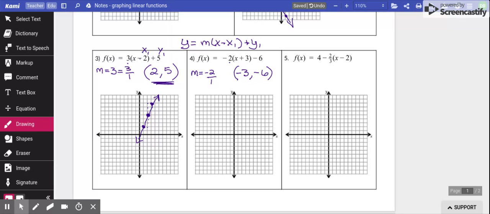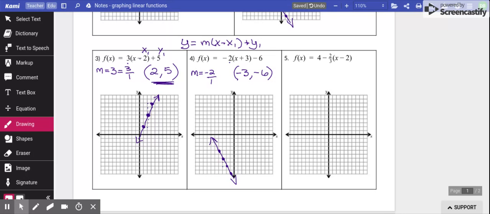So I'm going to go to (-3, -6), plot my point. And then I'm going to move my slope -2 over 1. So down 2 over 1. Down 2 over 1. Plot a few points. And that is my line. If you want to pause the video, you can and try problem number 5. Come back to us when you're ready.